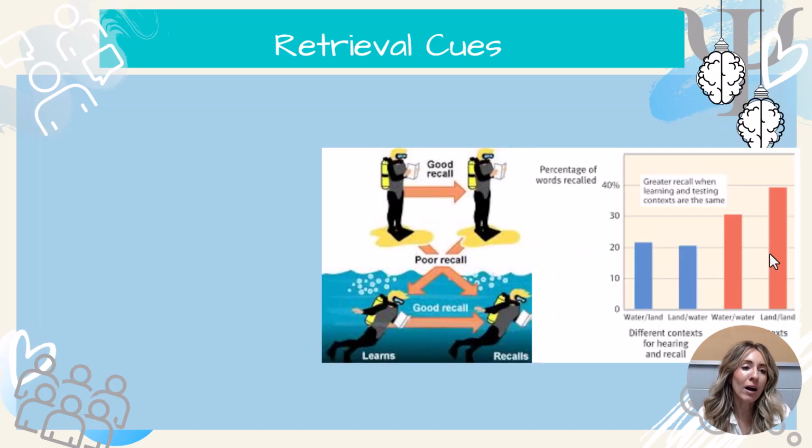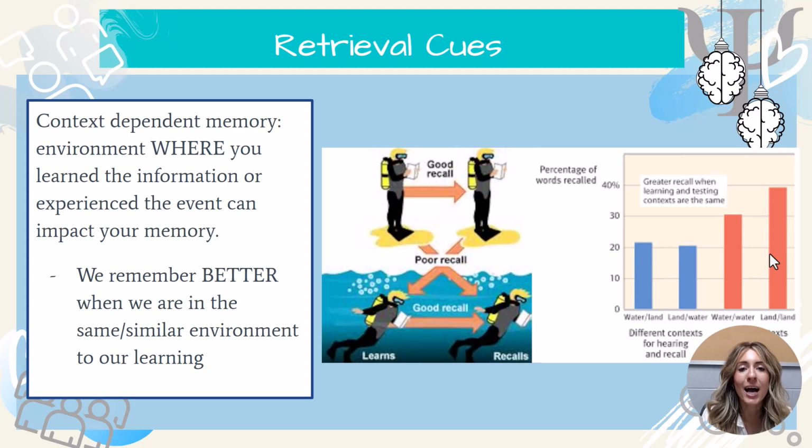Another idea that we've studied in psychology is context-dependent memory. We have learned through studying environments that the environment where you learn the information can actually impact your memory. We remember better when we're in the same or similar environments. A really silly study they did with this is they actually had people learn things on land, and they had some people learn things underwater, and then they tested them on land and underwater. And they found that if you learned it underwater, you actually remembered it better underwater. And if you learned it underwater and I tested you on land, you didn't do as well, right? So greater recall happens in the same context.